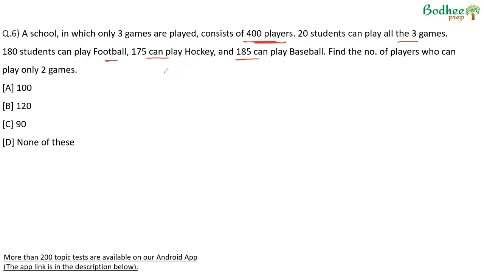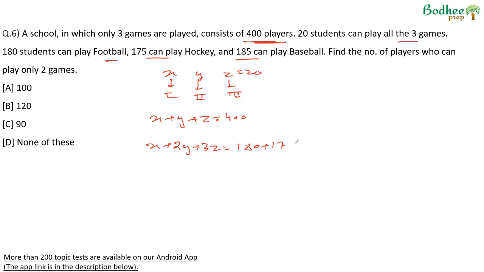So here what we do is, again, if the number of people playing exactly 1 game is X, exactly 2 games is Y, exactly 3 games is Z. We have been given the value of Z as 20. 20 students play all the 3 games. Now we know that X plus Y plus Z will be the total number of players, which will be 400. And when counted in the Venn diagram, X plus 2Y plus 3Z would be 180 plus 175 plus 185. Take 5 here, give it to here, all of them become 180, so 540.